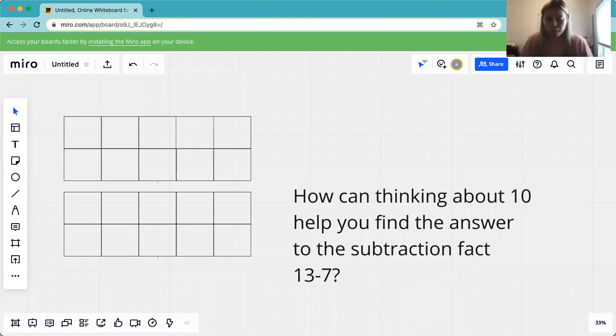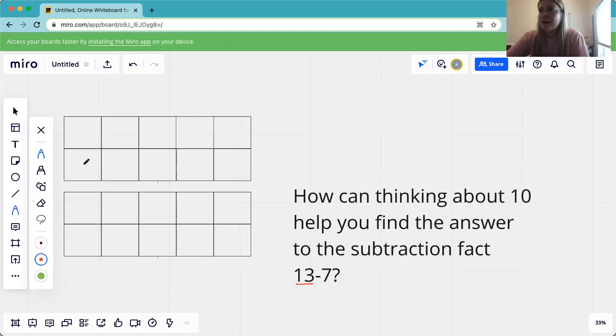So first, I want to figure out what this question is asking me. It's talking about how can 10 help us solve 13 minus 7. All right, so I'm going to use the tools of my tens frames, and I'm going to use counters. So how many counters do I need? Looking at this problem, I know that I am going to need 13 counters because that is my whole.